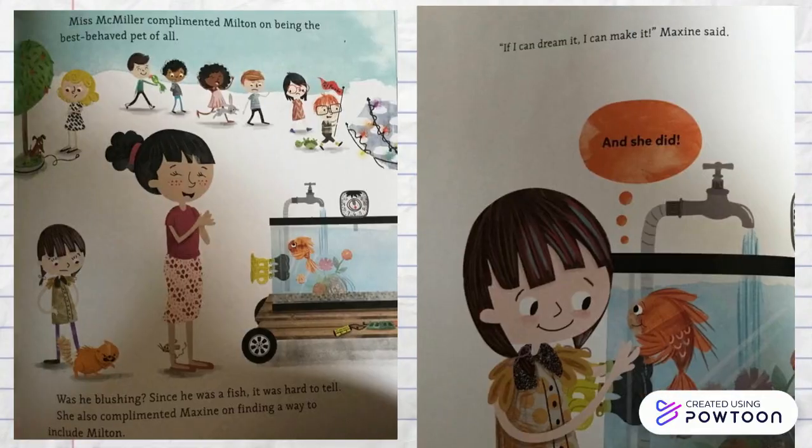Mrs. Miller complimented Milton on being the best behaved fish of all. Was he blushing? Since he was a fish, it was hard to tell. She also complimented Maxine on finding a way to include Milton. "If I can dream it, I can make it," Maxine said, and she did.